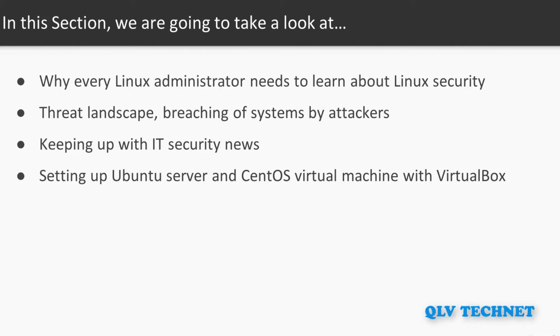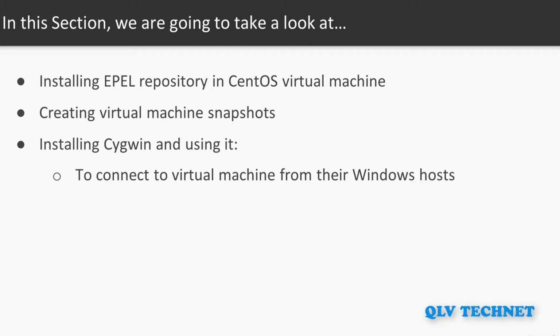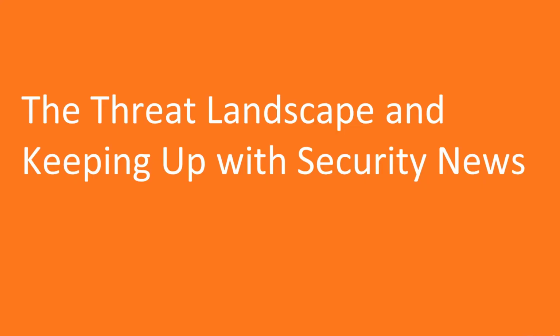How to set up Ubuntu Server and CentOS virtual machines with VirtualBox, and how to install the EPEL repository in the CentOS virtual machine. How to create virtual machine snapshots. How to install Cygwin on a Windows host so that Windows users can connect to a virtual machine from their Windows hosts. Now we move on to the first video of this section that deals with the threat landscape and keeping up with security news.